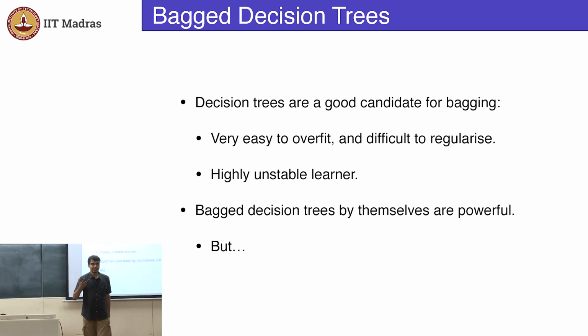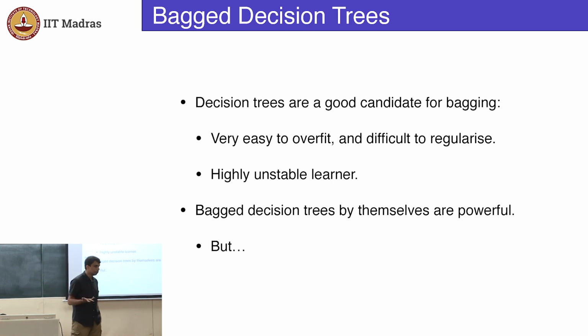But you can go one step further and make one of the most powerful classification algorithms known in practice, called the random forest, right? But before we do that, let's see if anyone has any doubt on the bagged decision tree. Are there any doubts on the bagged decision tree?